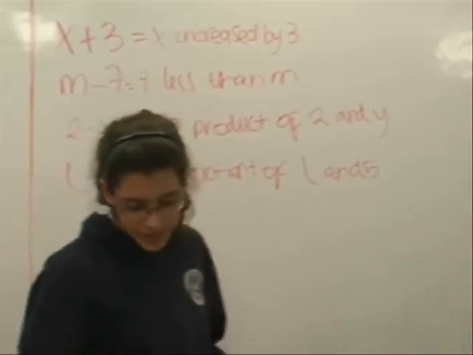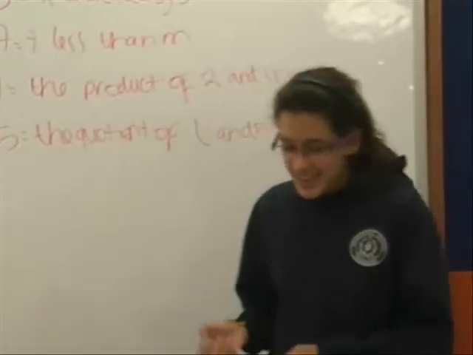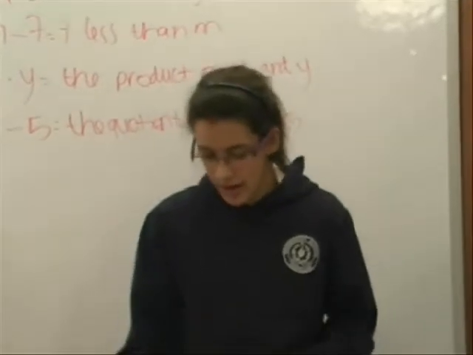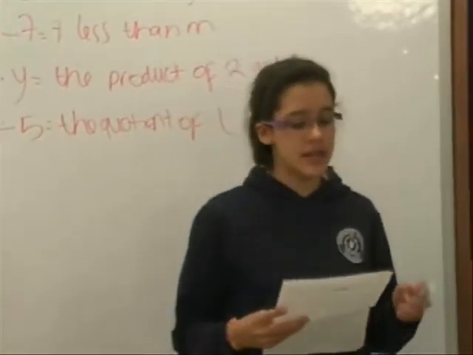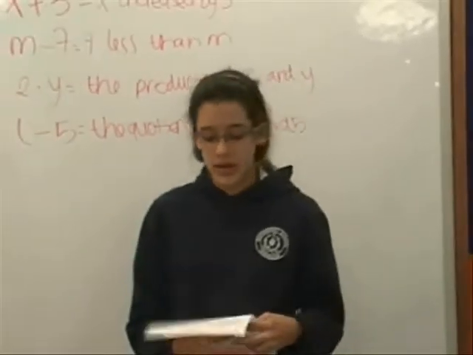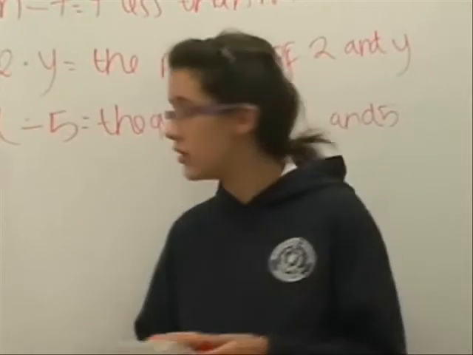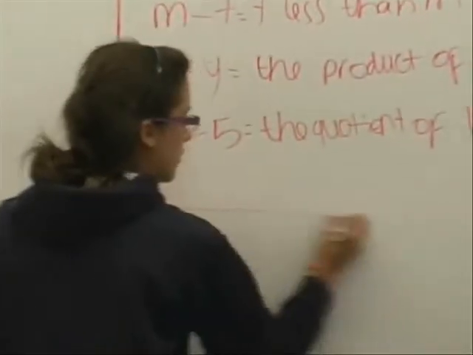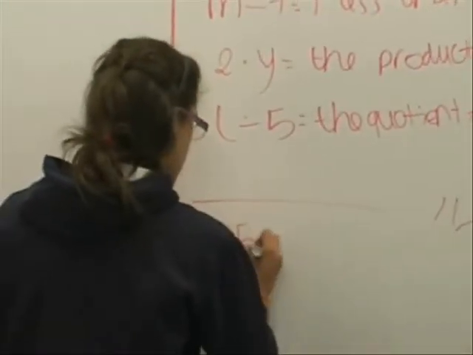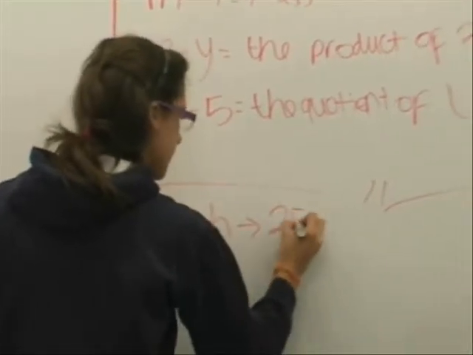Okay. And from words to algebra. So if for example you have a problem that says she reads 25 pages per hour, and you have to write an expression for the number of pages she reads in each hour, you put 25 times h.